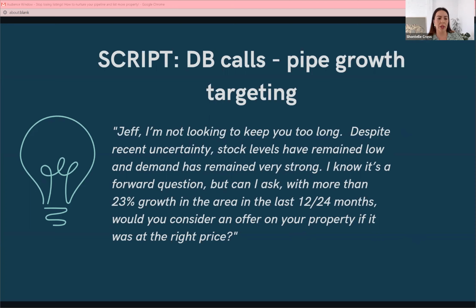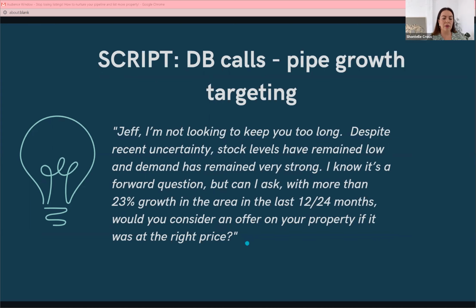Another really great one is when we've got leftover buyers. So, hey, we just sold this property. We've got 6 buyers left over that are looking to buy in the same area, in the same building, whatever the case is. Would you consider an offer at the right price? So there are lots of different ways that we can target this. And this one here, I guess, is directed around the current market.